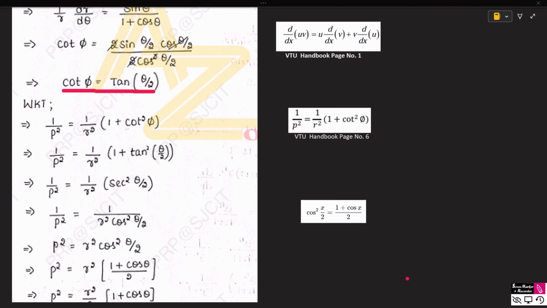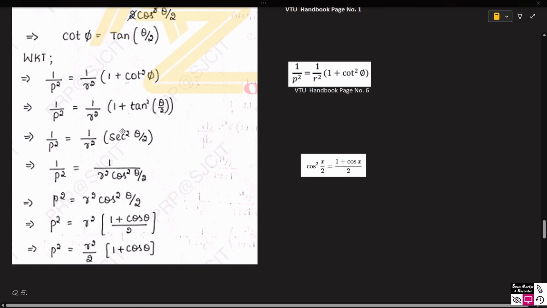Plugging in the same, we get tan square theta by 2. So further we can write it as 1 plus tan square theta by 2, which is nothing but secant square theta by 2. Okay, we are plugging in the same here, and on rearranging the equation we get 1 by r square into cos square theta by 2. Secant square can also be written as 1 by cos square. So on taking the reciprocal of both sides, 1 by p square and the right hand side, we get p square equal to r square cos square theta by 2.